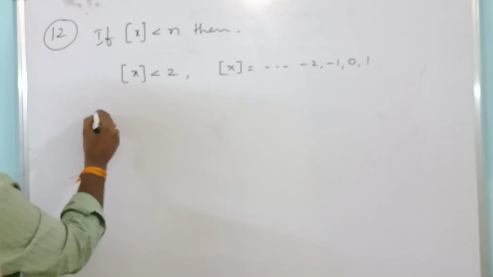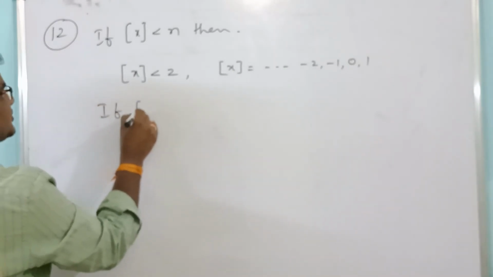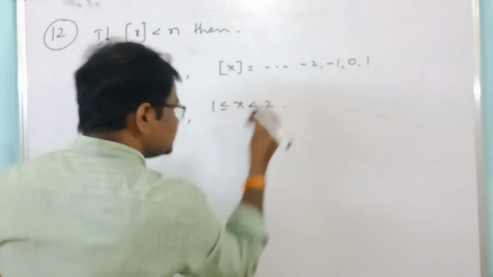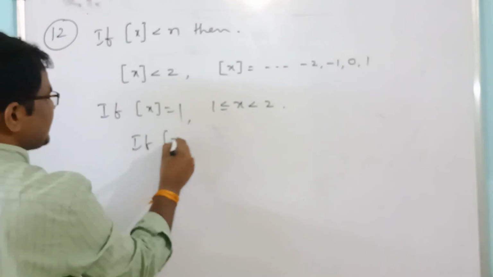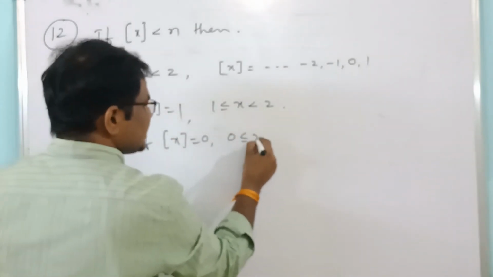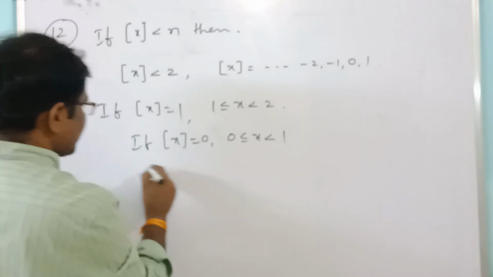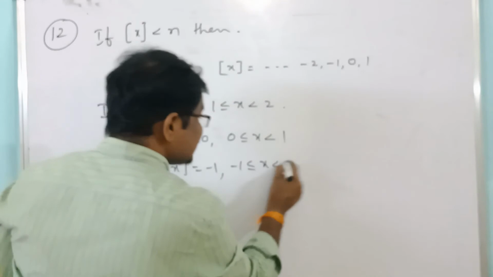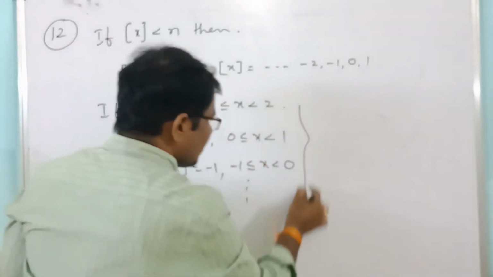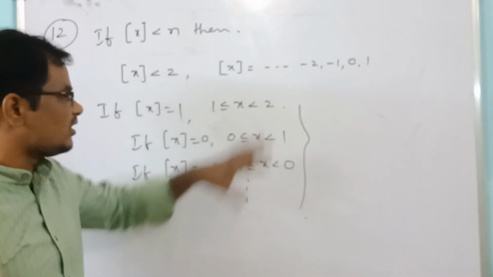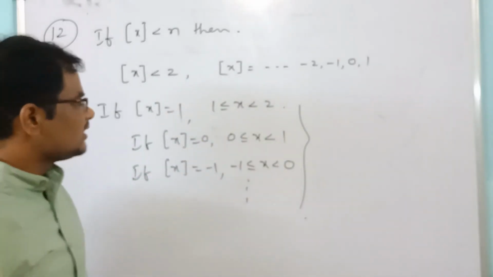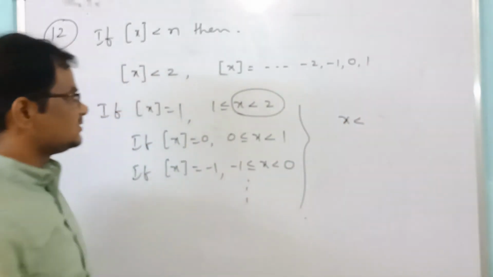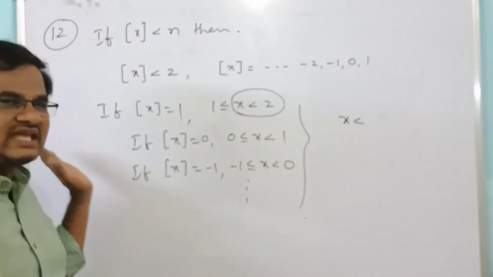Suppose we take 1: if [x] equals 1, then 1 less than or equal to x less than 2. Next, if [x] equals 0, then 0 less than or equal to x less than 1. If [x] equals -1, then -1 less than or equal to x less than 0, etc. Observe all these conditions. What can we conclude from them? Tell me, x is less than 2 only or not? Up to 1.9, the x value is less than 2.